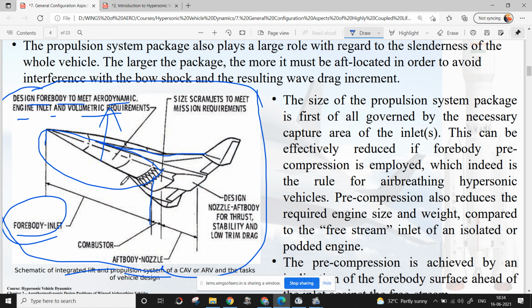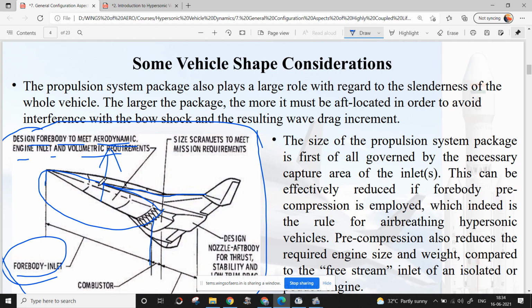So the lower side of a cruise and acceleration vehicle needs to be designed with regard to aerodynamics as well as the propulsion system. So why is it going to help the propulsion system? Because we need to compress the air. The first thing is we need to compress the air, and also we need to reduce the speed of the air before it enters the engine. So these general factors we need to develop.